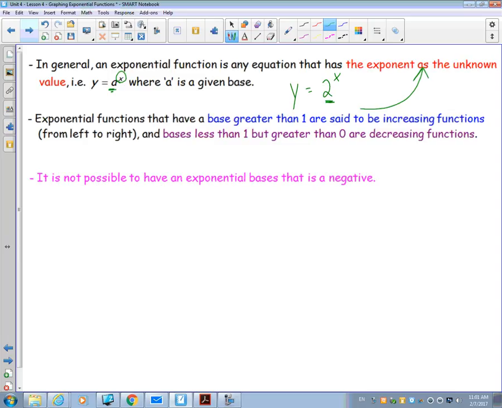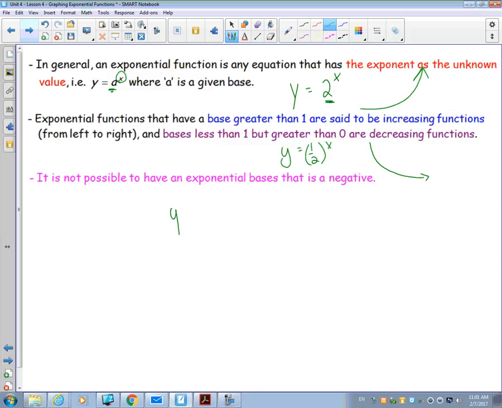Anything that's less than 1 but greater than 0, so for example, we had 1/2, it's a fraction, less than 1, okay, are going to be decreasing functions. Okay, they're going to start high and then they're going to go down to the right. You cannot have a base that's a negative.